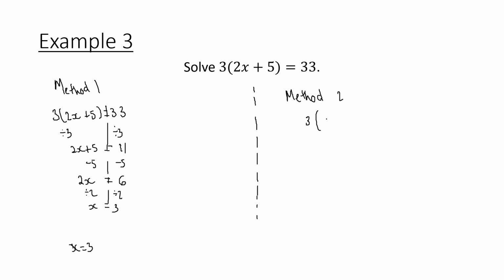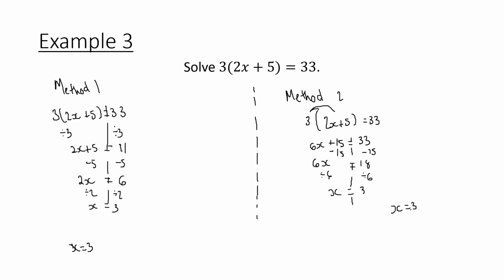Method 2, we've got 3 and in brackets 2x plus 5 is equal to 33. So first thing you're going to do is expand that bracket. So 3 times 2x, so 3 times 2 is 6, and then x, and then 3 times positive 5 is positive 15. It's equal to 33. So you've got 6x. We have to subtract our 15, forgot about that, minus 15 from both sides because we've got positive 15. So we were left with 6x is equal to 33 take away 15, which is 18, and then we've got 6 times x, so we have to divide both sides by 6, and we're left with x is equal to 3. So again, both methods work, just a different way of getting around to it.